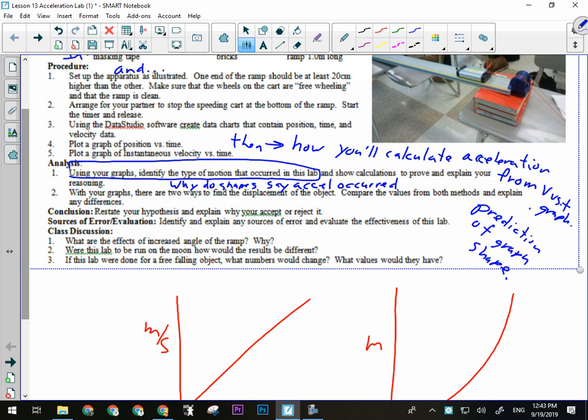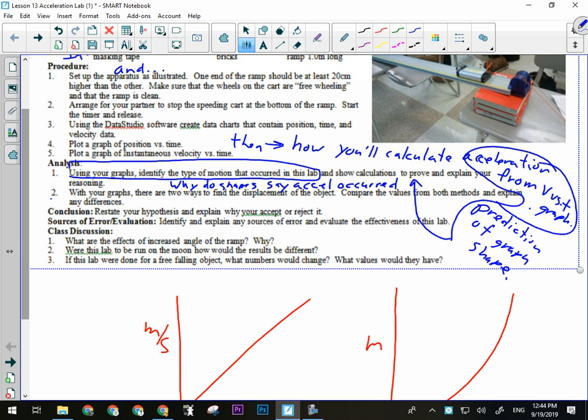And then I want you to show calculations to prove and explain your reasoning. Basically, that's this part. I want you to calculate the acceleration from the position versus time graph. So that's going to be the second part of that. Show me that calculation. Okay, second question.